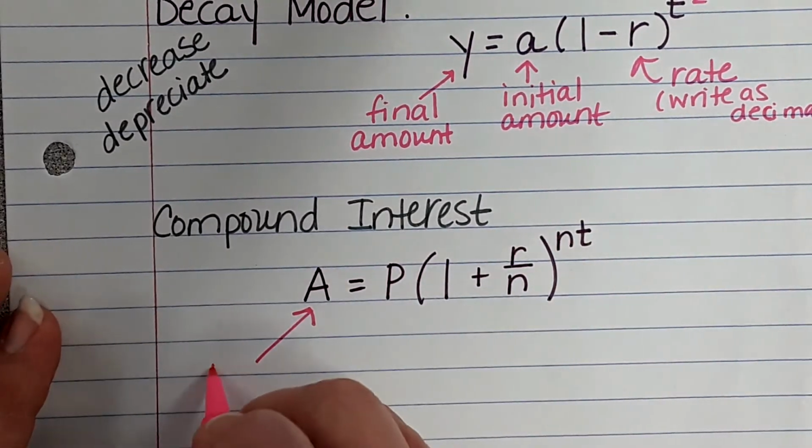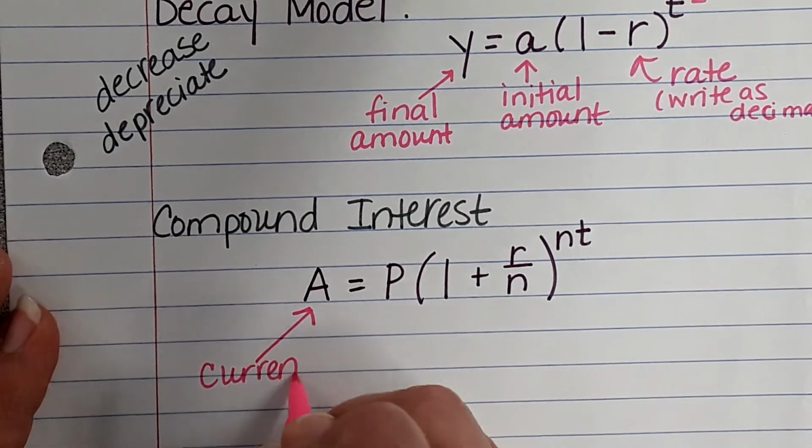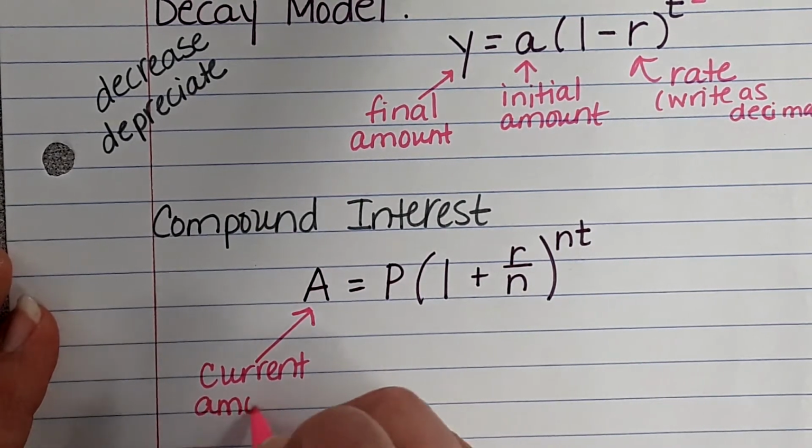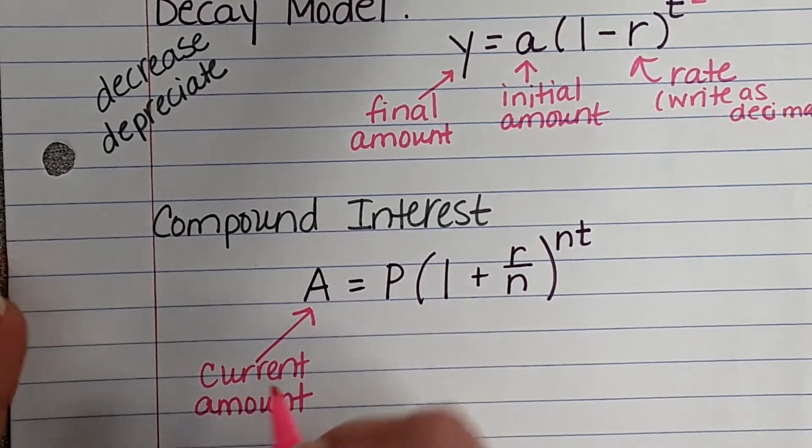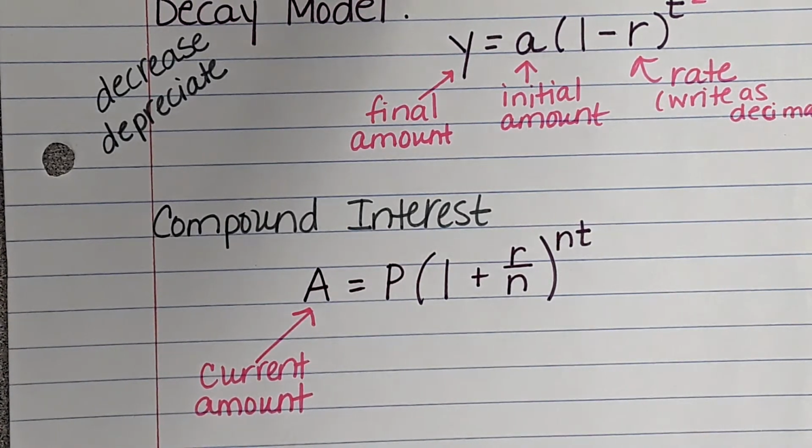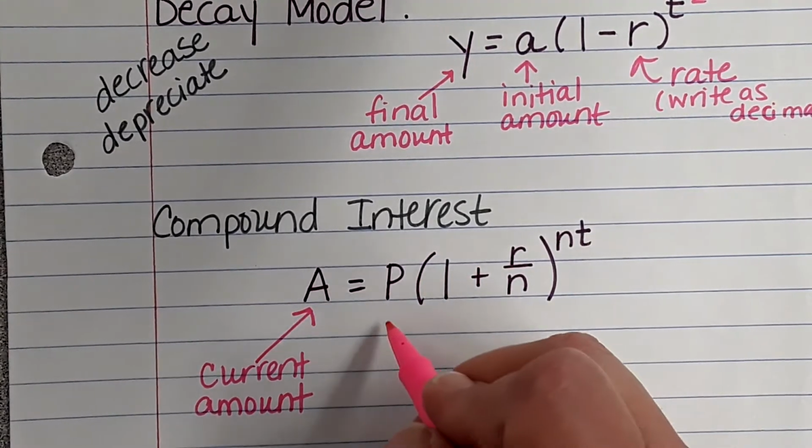A is the current amount. So what it's going to say is you started off with $1,000. It's compounded monthly at 4%. What is your current amount? So A is what we're looking for.